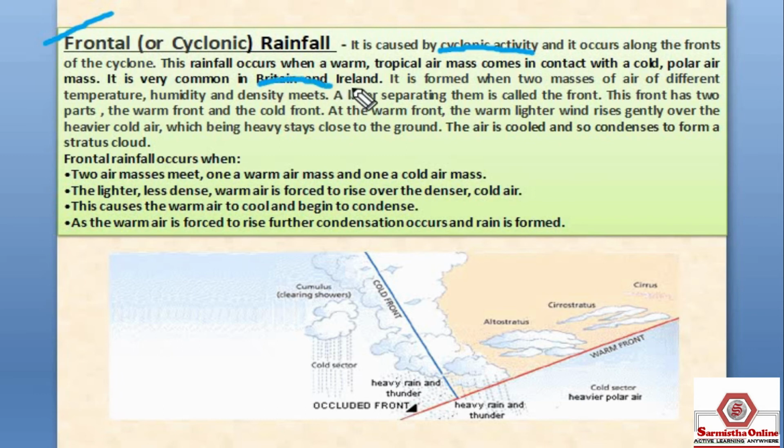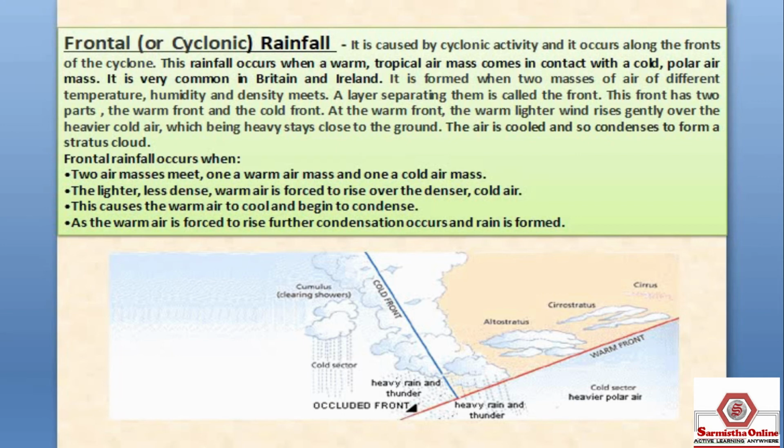It is formed when two masses of air of different temperature, humidity and density meet each other. A layer separating them is called the front. This front has two parts, the warm front and the cold front. At the warm front, the warm lighter wind rises gently over the heavier cold air, which being heavy stays close to the ground. So the cold air always stays close to the ground because it is heavy.